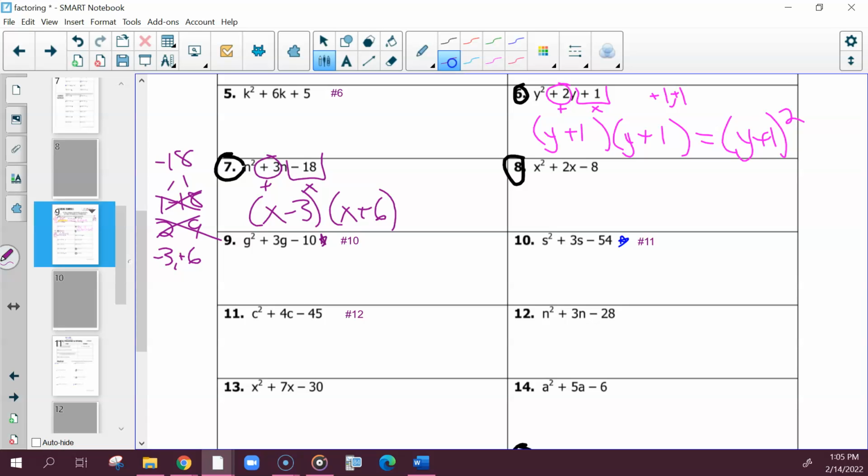I'm going to distribute this back out so we know that it works, and then I'll say something else about this. So here we have x squared, x times x. X times 6 would be 6x. Negative 3 times x would be negative 3x. And then negative 3 times 6 is negative 18. Sorry. And if I combine those like terms, I do get x squared plus 3x minus 18.